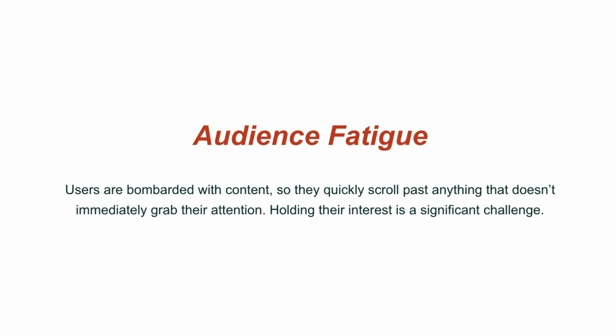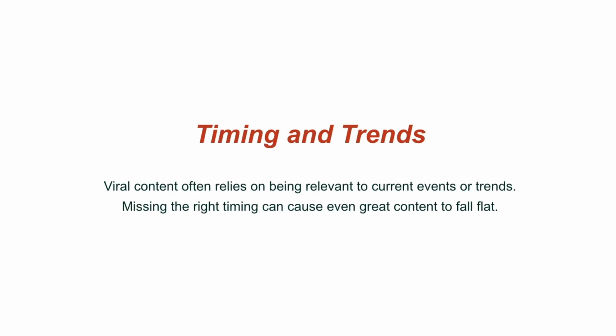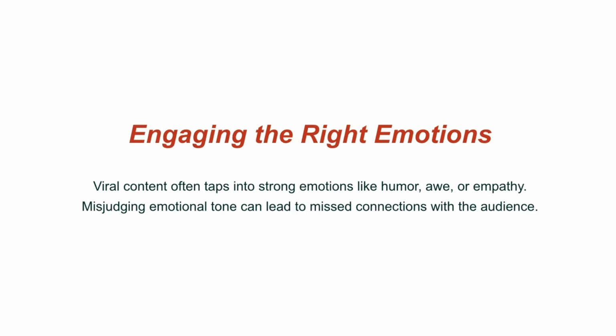And then people get audience fatigue. Users are really just bombarded with content. That happens not just on social media, but think of all the emails that you get on a regular basis. Even email is becoming less effective. So how do you break through that? And then timing and trends. Viral content often relies on being relevant to current events and trends, and missing timing can cause even great content to fall flat. So it's also important to know who your audience is and when you should be posting.